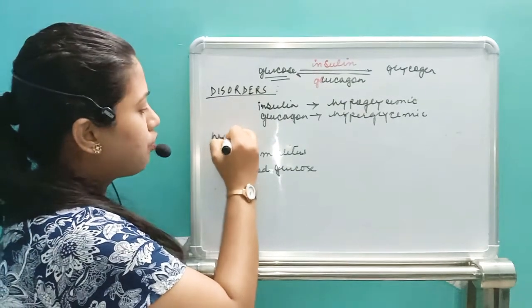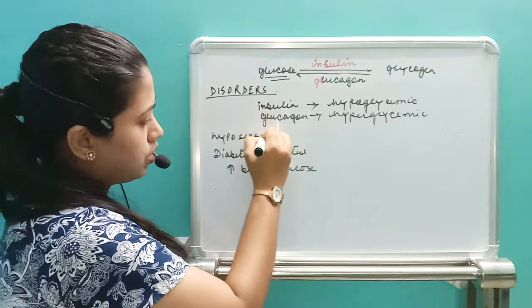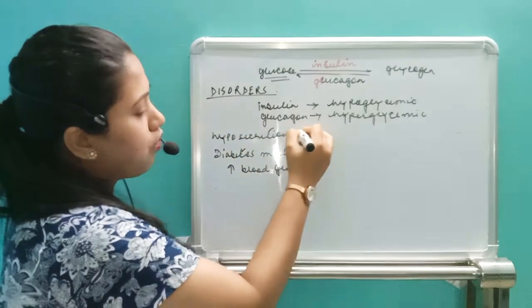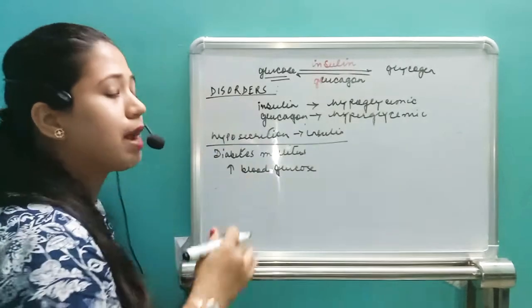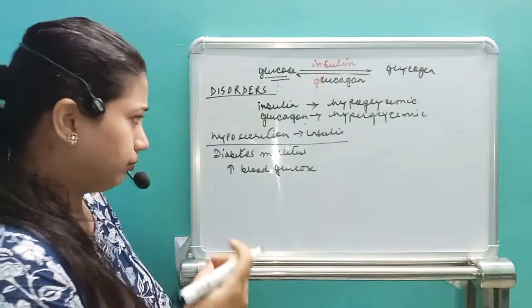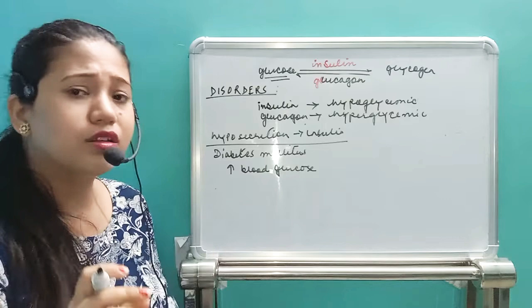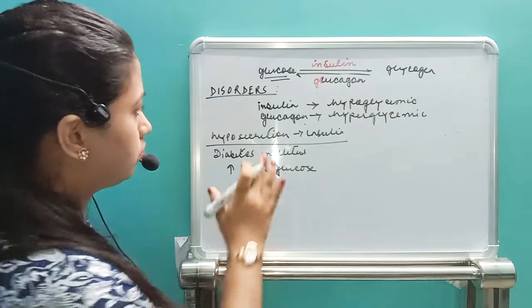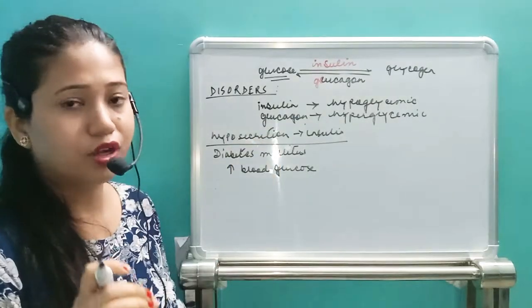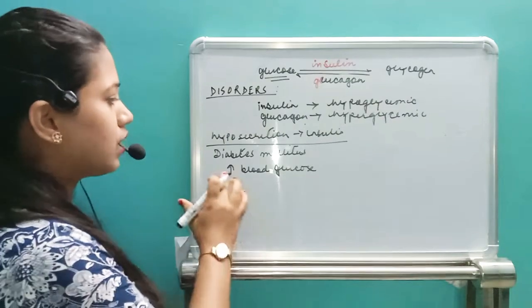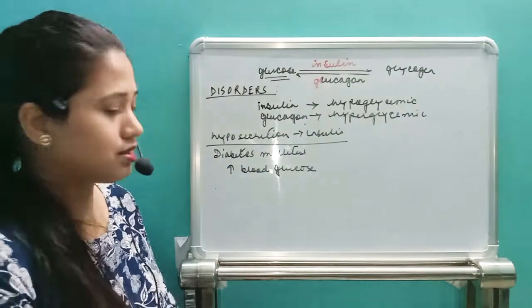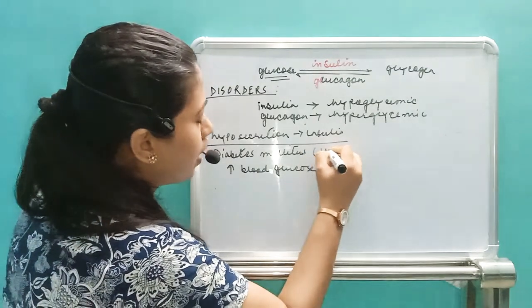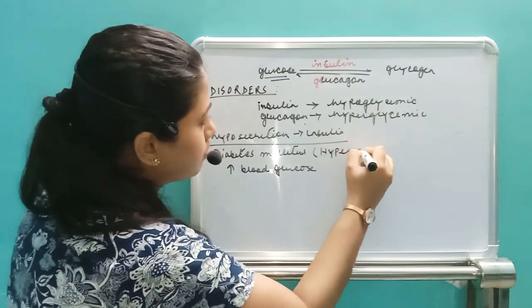So either the hyposecretion of insulin can lead to diabetes mellitus, or hypersecretion of glucagon can lead to a condition of high blood glucose level that is called diabetes mellitus. This is also called hyperglycemia.